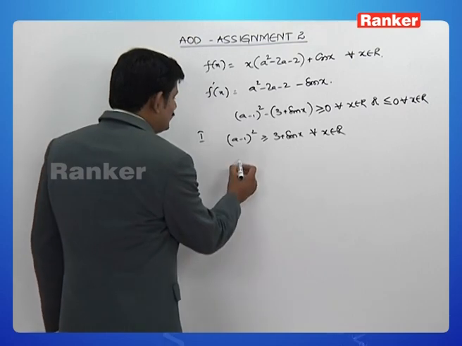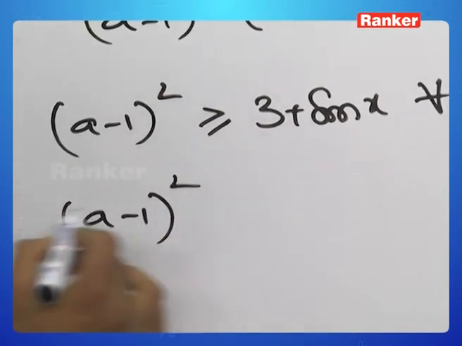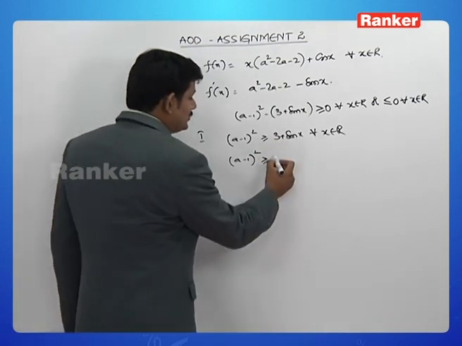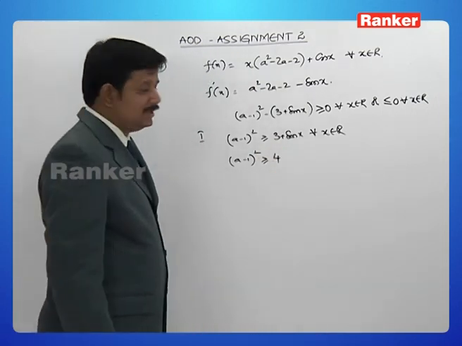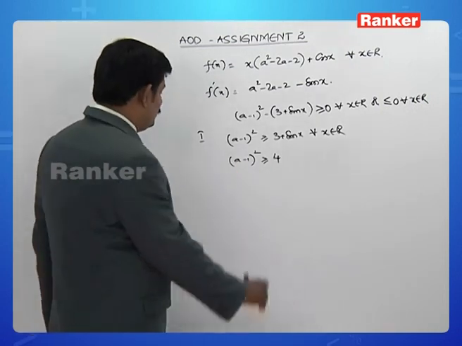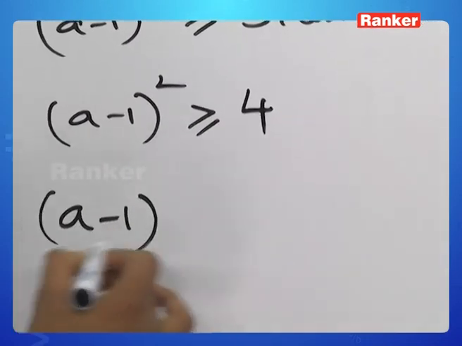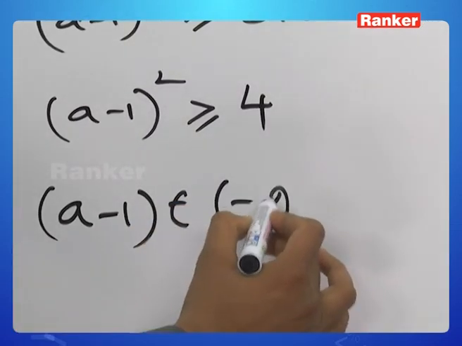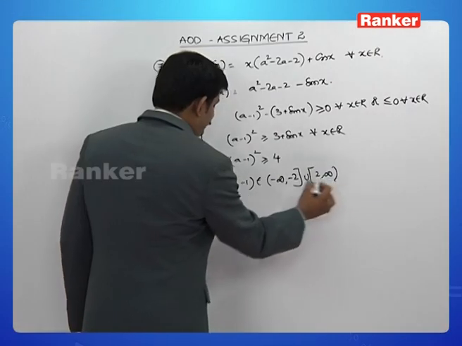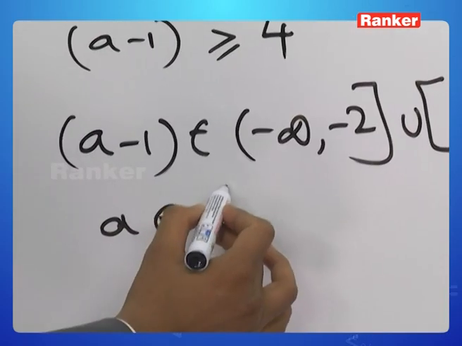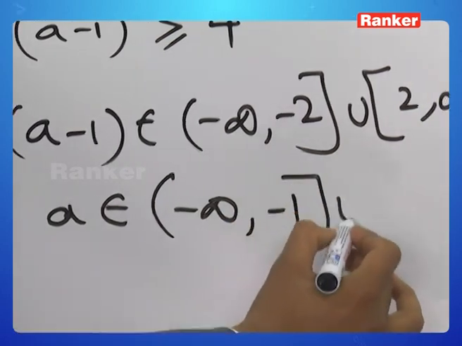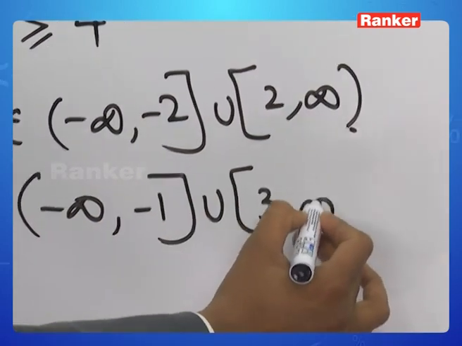So, a minus 1 whole square should be greater than the maximum most value of this 3 plus sin x, which is 4. Maximum value of sin x, we know it is 1. So, a minus 1 whole square has to be greater than or equal to 4, or a minus 1 should belong to minus infinity to minus 2 closed interval union closed interval 2 to infinity, or a should belong to minus infinity to minus 1 union 3 to infinity.